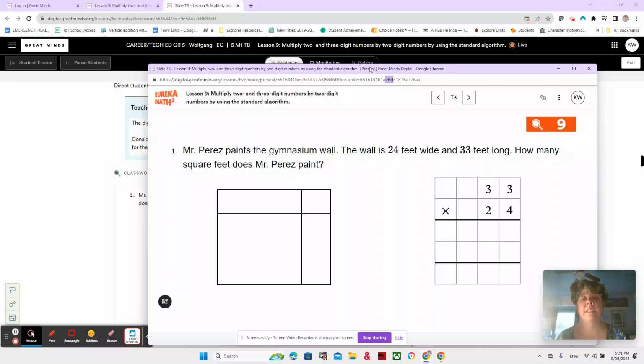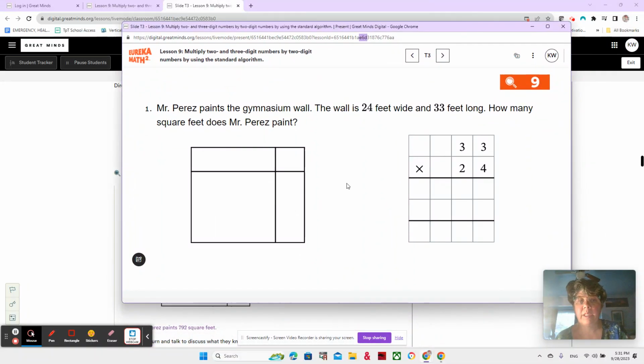Right, here we are on lesson 9, video 1, and we're basically looking at the standard algorithm and the area model, but now we're looking at word problems, okay? So my friend Mr. Perez paints the gymnasium wall. The wall is 24 feet wide and 33 feet long.